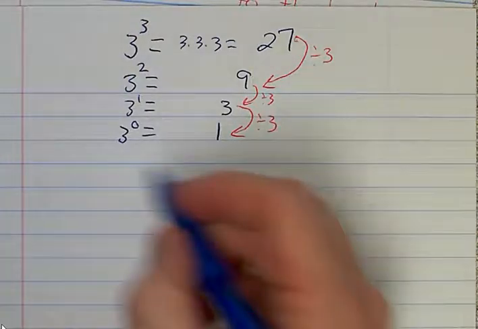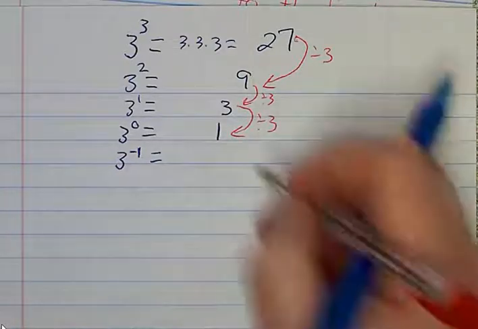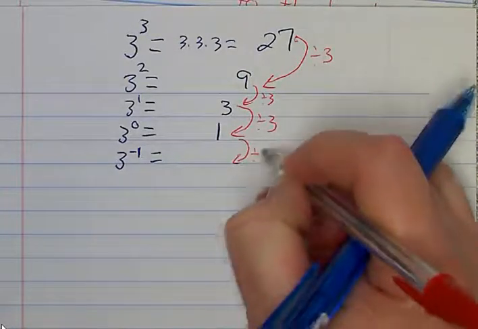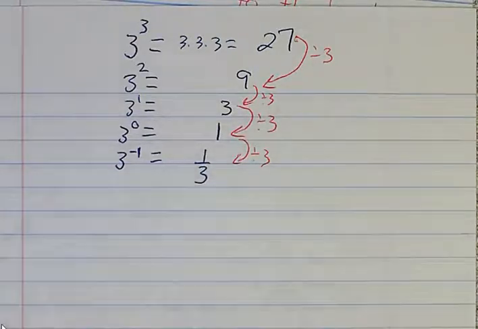And that's where, when we get to the negative power, if you have 3 to the negative 1, it's going to be the same thing. You're going to take this answer and keep dividing it by 3. If you take 1 divided by 3, we're just going to leave it in fraction form. It's just 1 over 3.